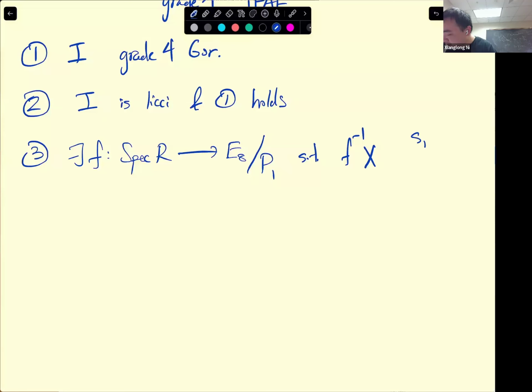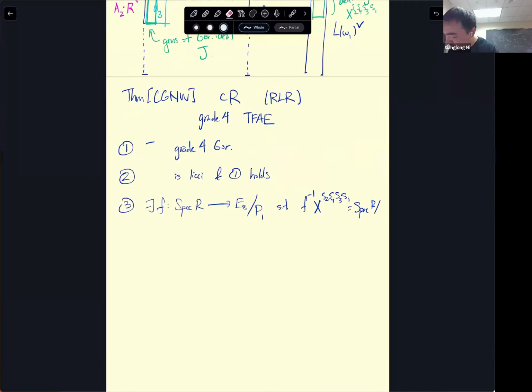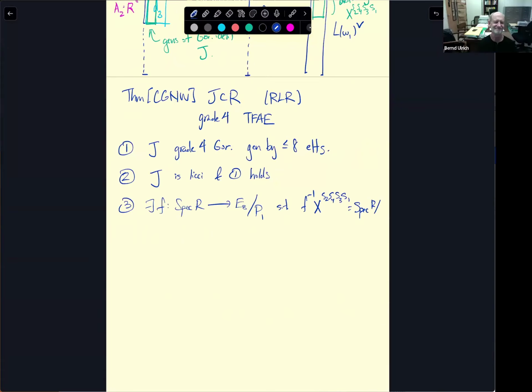Or maybe I should, okay, I think I was using J for the ideal, let me be consistent with my notation: J. What do you assume in 1 in addition to grade 4 Gorenstein? Generated by up to 8 elements. Yeah, thank you. Generated by at most 8 elements. I wish we had a theorem for all grade 4 Gorenstein ideals, but we do not have that. You need an assumption there.